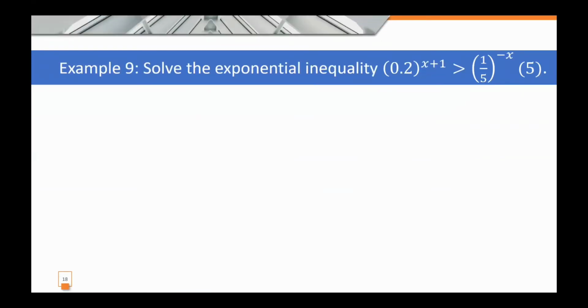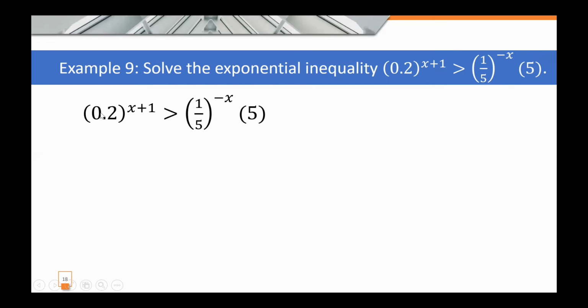And last example, number 9. The given is 0.2 raised to the quantity x plus 1 greater than 1 over 5 raised to negative x times 5. You have to take note the given. As you can see here, we have 0.2 as the decimal, 1 over 5 as a fraction, and we have a whole number 5 here, which is being multiplied to the right side of the inequality.